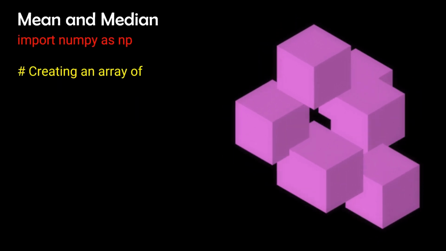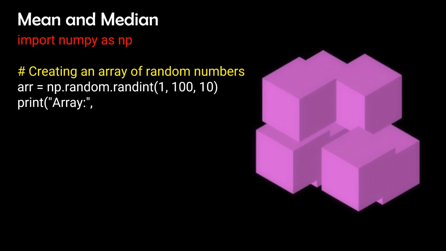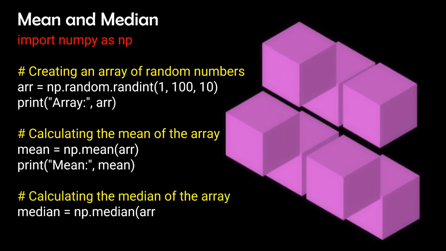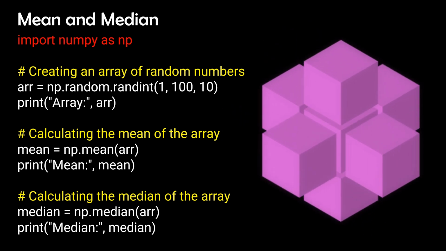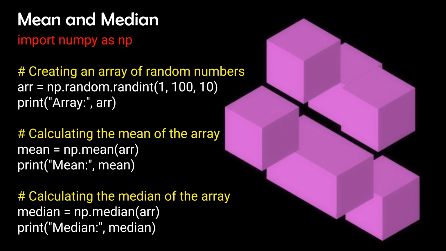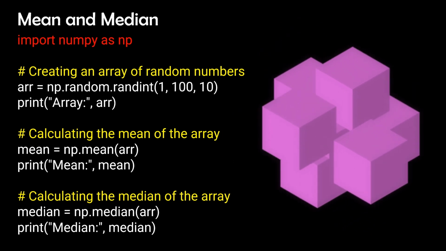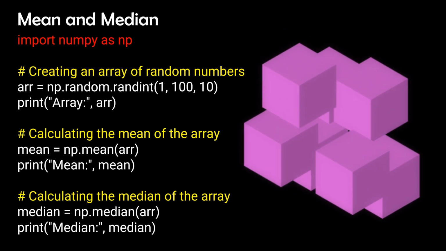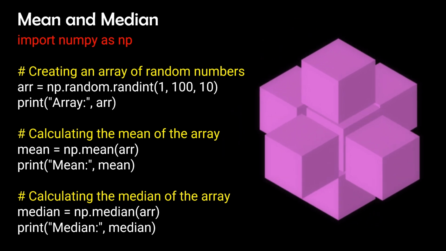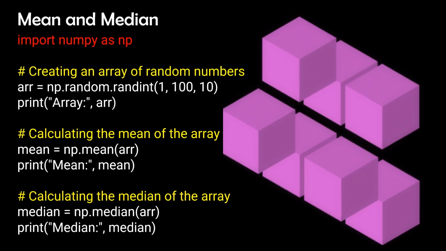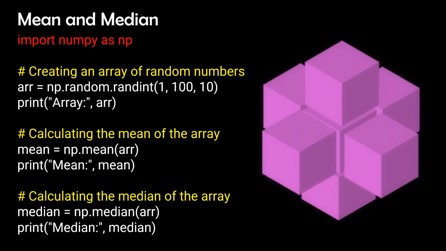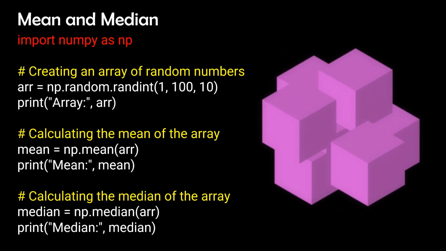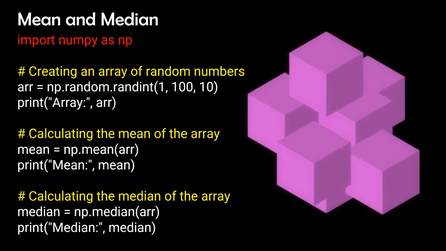In this code, we first import the NumPy library using the import statement. We then create an array of 10 random integers between 1 and 100 using the np.random.randint function. To calculate the mean of the array, we use the np.mean function and pass in the array as an argument. This function returns the average of all the elements in the array. To calculate the median of the array, we use the np.median function and pass in the array as an argument. This function returns the middle value of the sorted array, or the average of the 2 middle values if the array has an even number of elements. The mean and median values are printed using the print function.